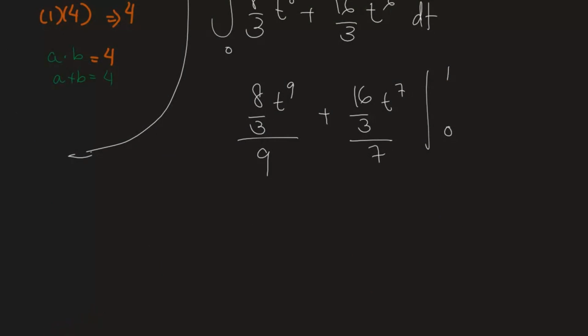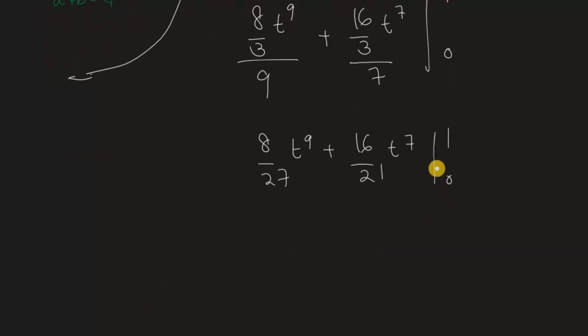Okay, so what does this give us? This is 8 over 27 t to the power of 9 plus, let me use the calculator, 16 over 21 t to the power of 7. Now we can go ahead and plug in 1 and 0. So we plug in 1, and this is simply 1, right? We replace the t with 1. I think you guys know it, so I don't need to write it over here.